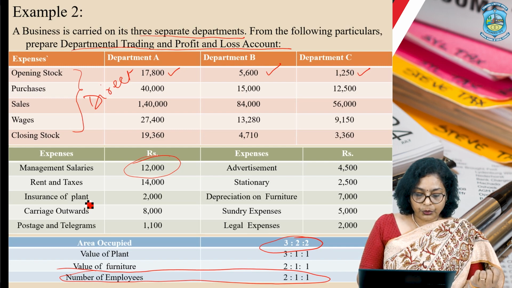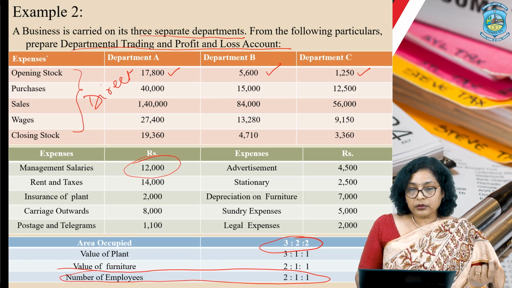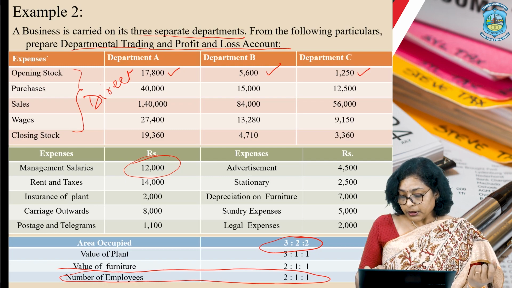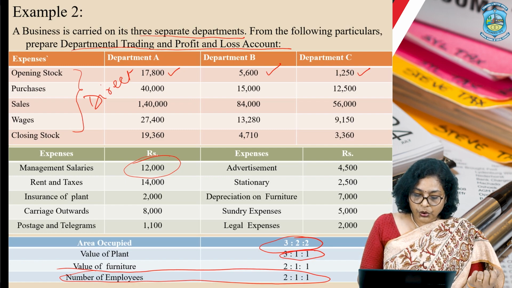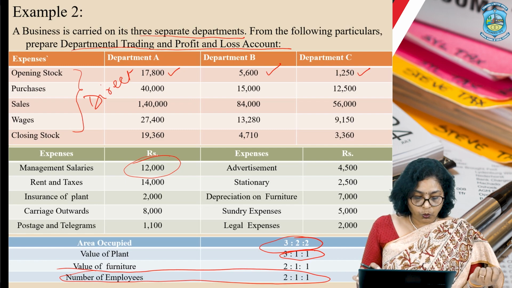Now, the next is insurance of plant. Since it is related to plant, we will see whether the value of plant is given according to department. Yes, it is 3:1:1. So, insurance will be distributed on the basis of 3:1:1.